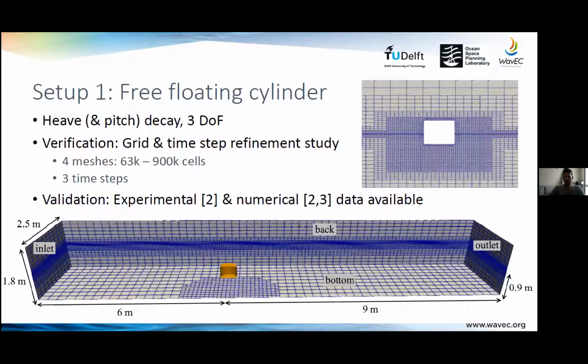On the domain, you actually see only half of the cylinder, and this is why we applied this symmetrical boundary condition, just to save on computational effort. Now, for the grid and time step refinement study, we created 4 different geometrically similar meshes that were ranging in the number of cells from roughly 60,000 up to 900,000 cells. It's quite a big range, and we also tried 3 different time steps.